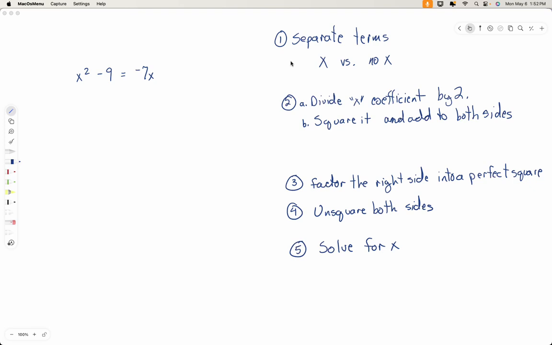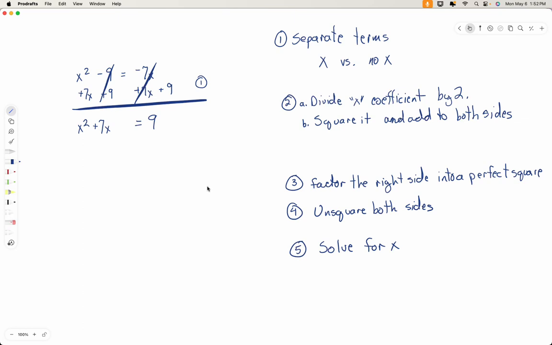All right, I'm going to assume that you've paused and that you've done this step. So what we've got to do is we've got to get the x terms over here, and the non-x terms over here. So to do that, I've got to add 7x to both sides. And then I've got to add 9 to both sides to take it away from this side and move it. So this cancels and this cancels. So what I have left is x squared plus 7x is equal to 9. And that is step 1 done.